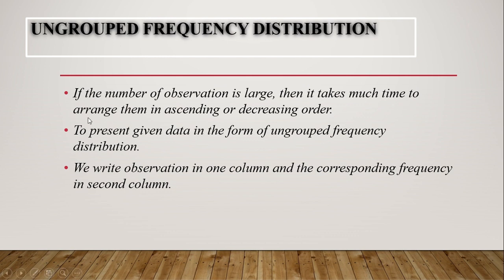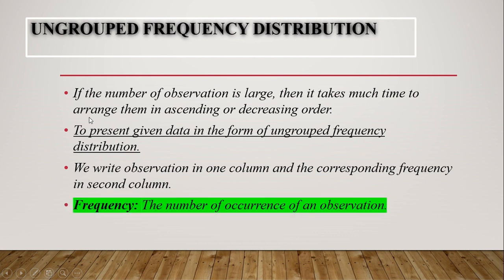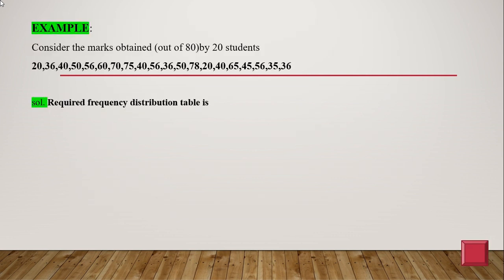What is frequency? Yes, the number of occurrences of an observation is called the frequency of the observation. For example, consider the marks obtained out of 80 by 20 students: 20, 36, 40, 50, 56, 60, 70, 75, 40, 56, 36, 50, 78, 20, 40, 65, 45, 56, 35, 36. These are the marks of 20 students. It is collected as it is.